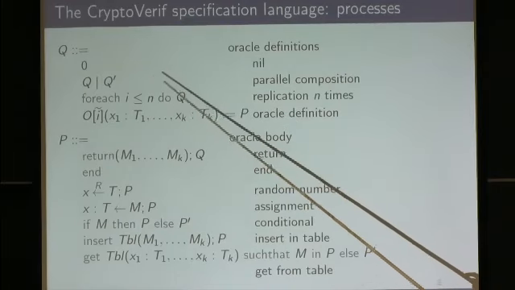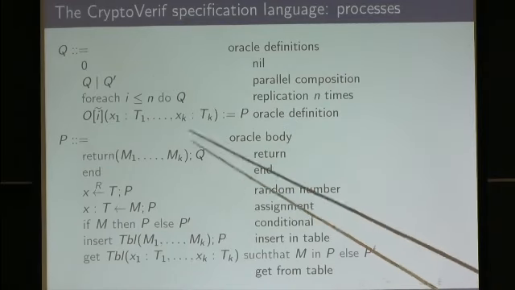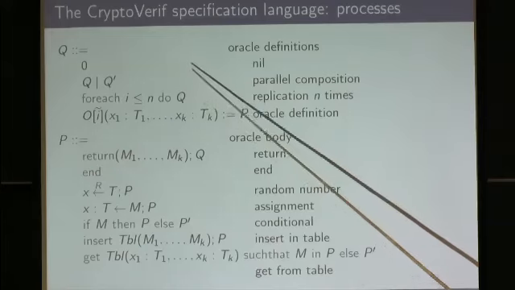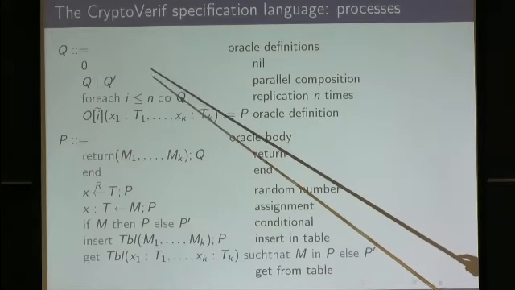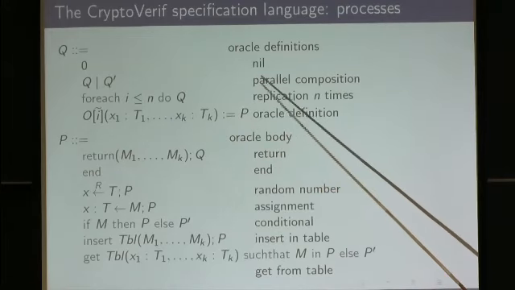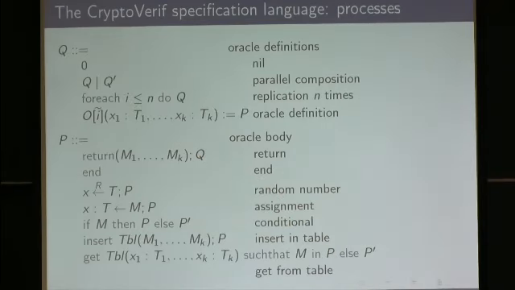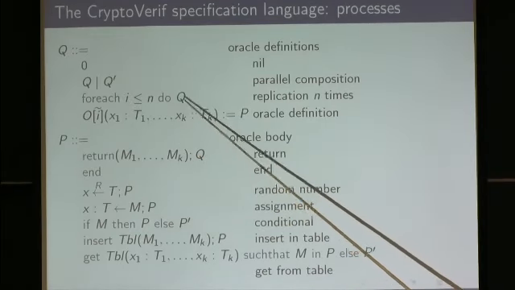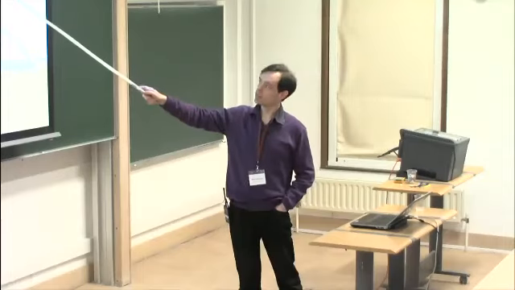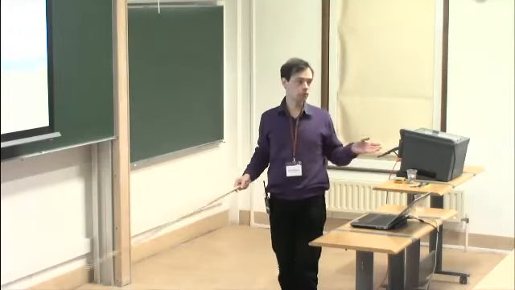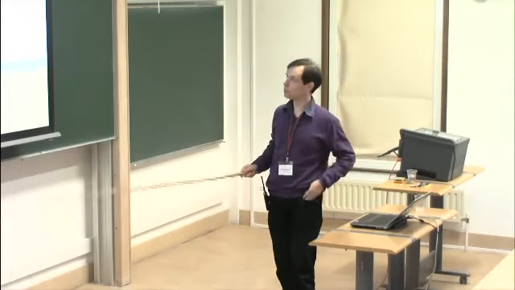So you have two kinds of processes. These processes define oracles. The nil process defines no oracle at all. The parallel composition defines the oracles of Q and the oracles of Q prime. Here you can repeat an oracle n times. This allows you to have n sessions of your protocol, for example.